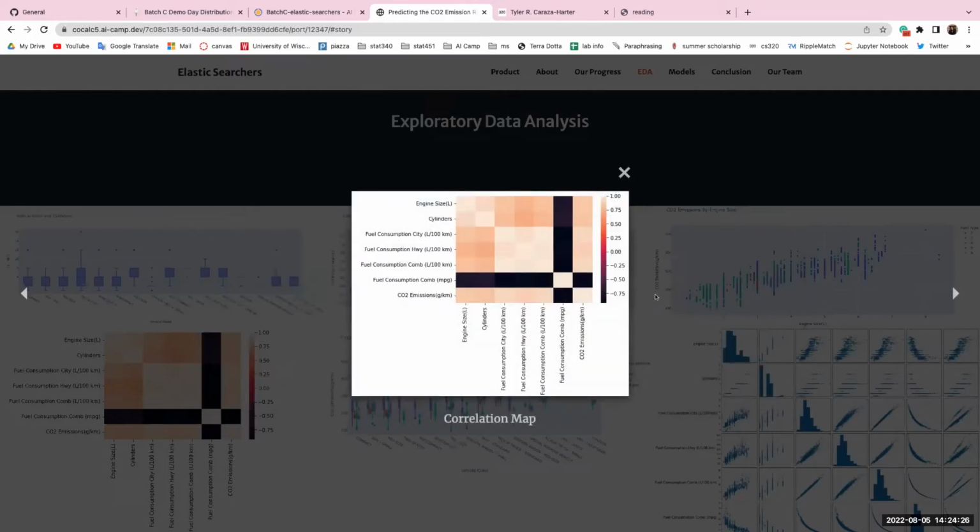And then next is a correlation map, which shows the extent to which each of our variables are correlated. And you can see that something that has a really strong negative correlation with CO2 emissions is fuel consumption in miles per gallon, which was useful when building our final product.